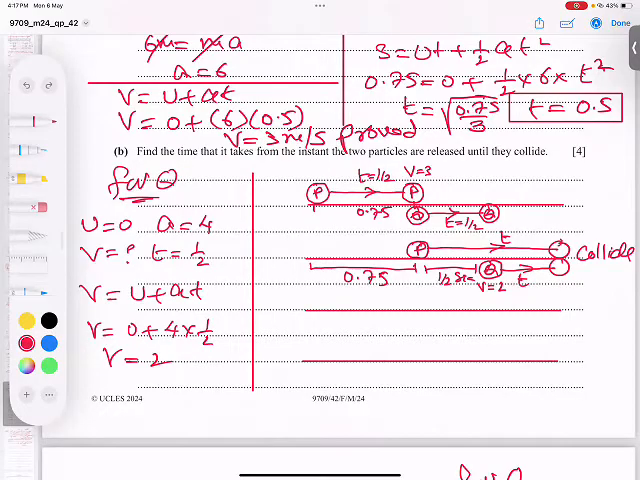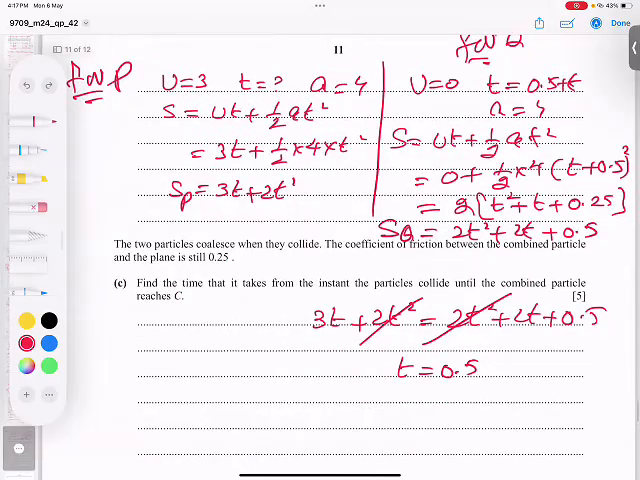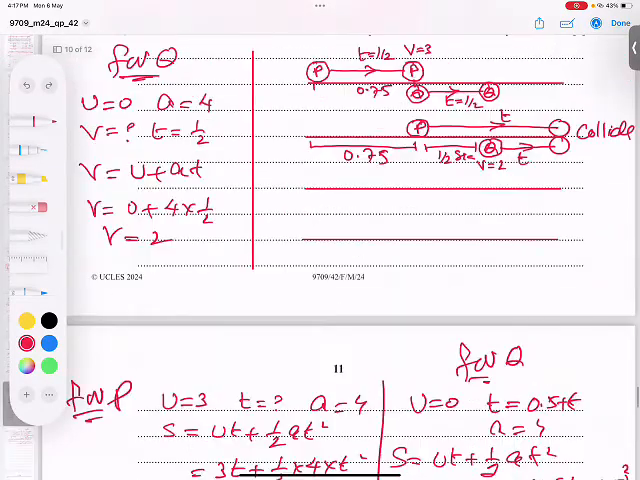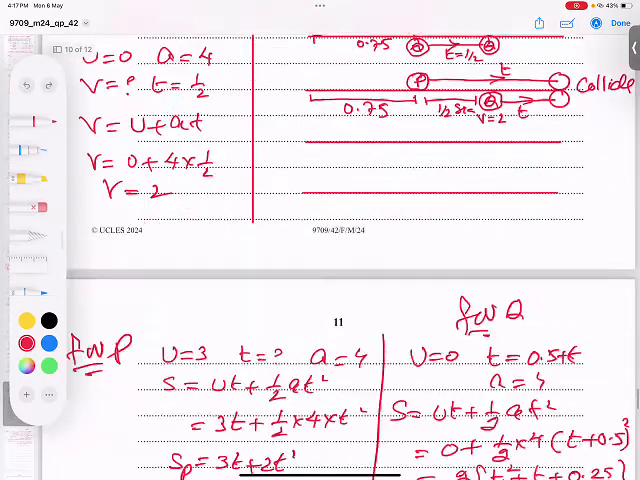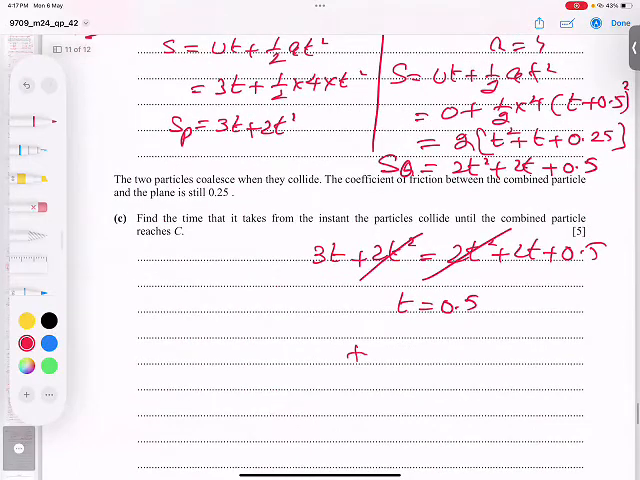It means, student, this time is 0.5, and this time is already 0.5. So the time for P to travel from here to here is 0.5, and for Q this is 0.5, and 0.5 and 0.5 become 1. So the Q particle will take 1 second and this is 0.5. Because he was asking us to find the total time, so 0.5 plus 0.5, the total time for both particles is 1 second. I believe this part is very clear.